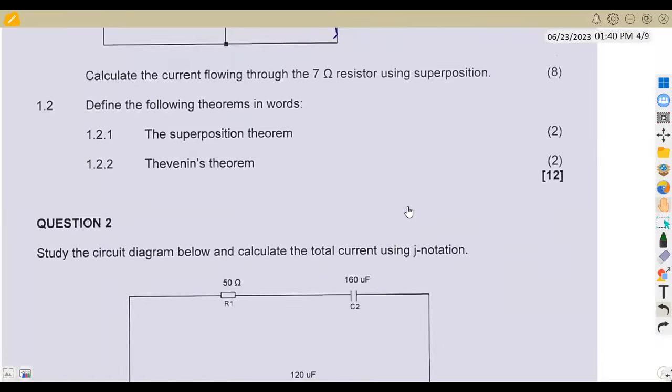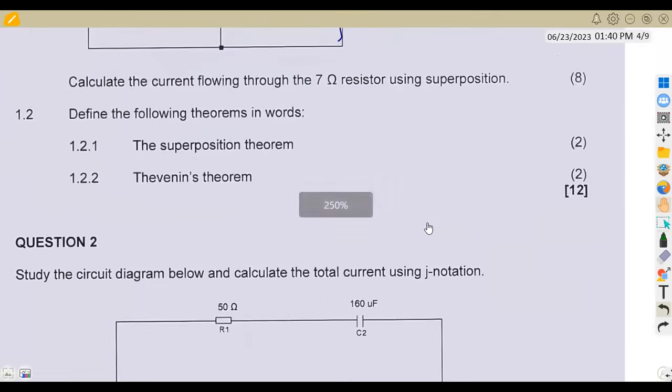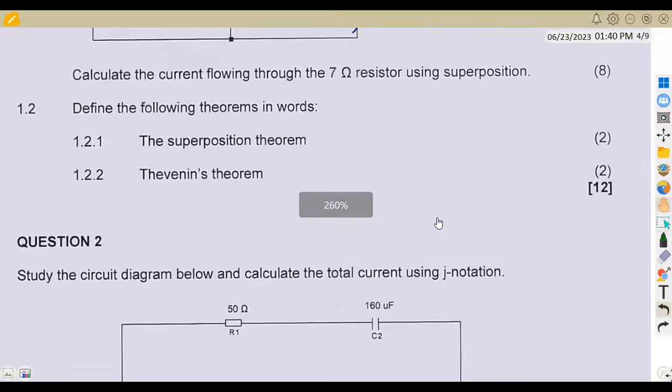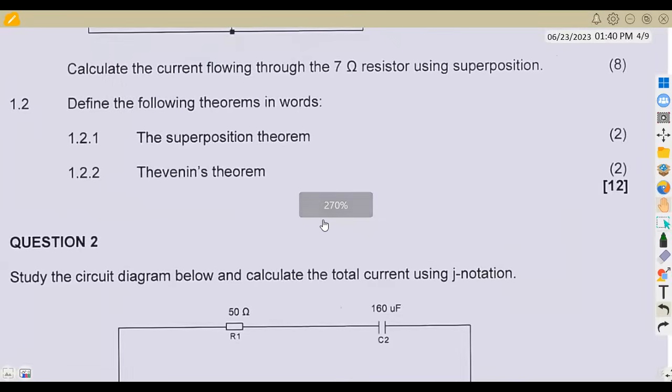The other part of the question was to define the following theorems in words: the superposition theorem and Thevenin's theorem. All right, so let us start with the first part of our question, which is 1.21, the superposition theorem, and that is 2 marks.